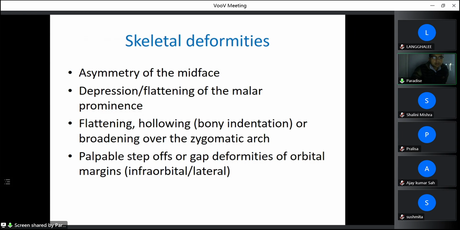Now, the skeletal deformities in case of ZMC fracture: there is asymmetry of the midface, depression or flattening of the malar prominence, flattening or hollowing or bony indentation or broadening over the zygomatic arch, and palpable step or gap deformities of the orbital margins in the infraorbital or lateral region. Commonly you can see facial asymmetry. And if you palpate the infraorbital rim or zygomaticofrontal suture, you can find the step deformity.